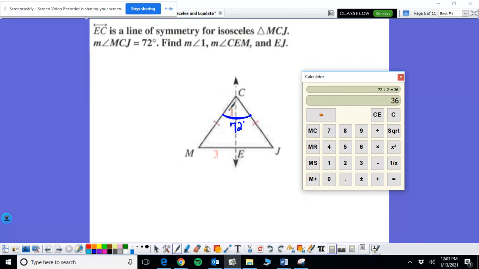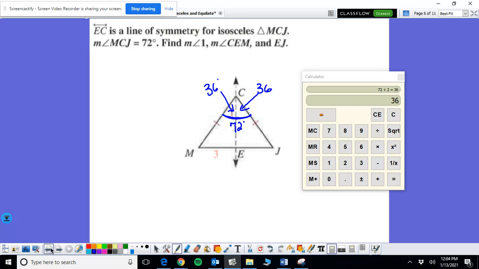So if you can't fit it in there, you can do arrows. I'm going to put a little arrow, 36 degrees. But also, this other one's 36, so maybe I want to fill that in too, even though I didn't ask for it. So I got angle 1 is 36. They want the measure of angle CEM. Let's find that one. CEM, that's this angle right here.